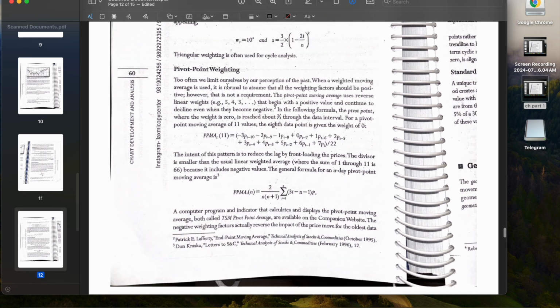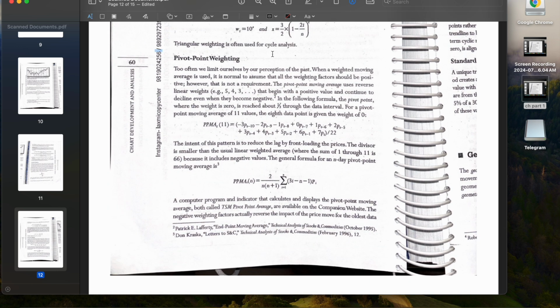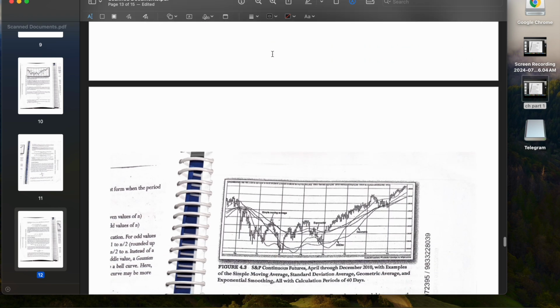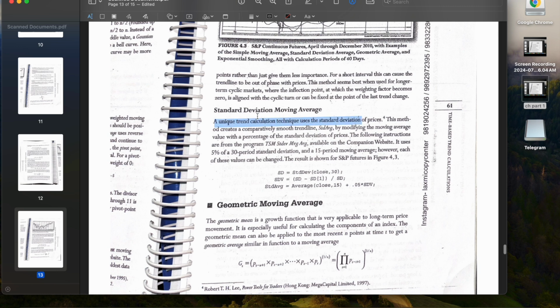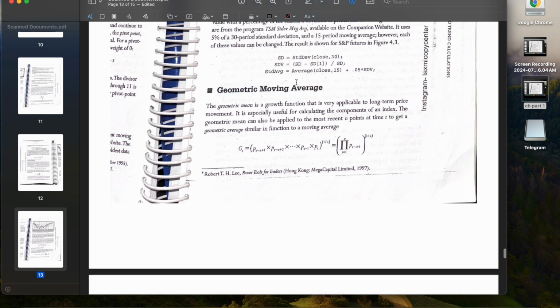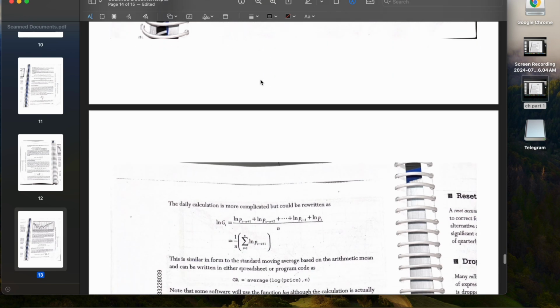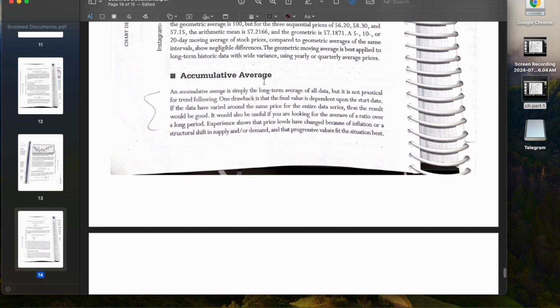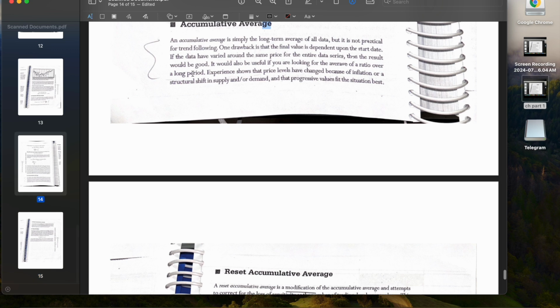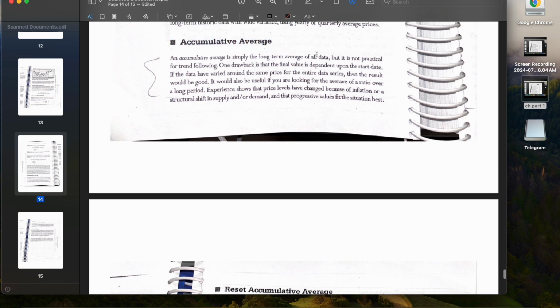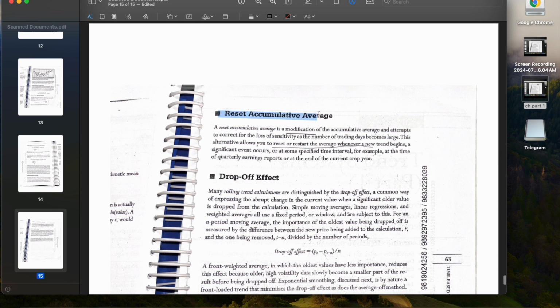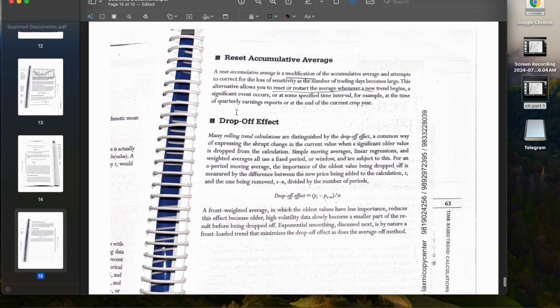And then we have the pivot point weighting. What's the USP in pivot point weighting? It uses the data in reverse, which is, it starts from a positive value and then goes on to the negative value. And then we have the standard deviation moving average. We saw what a geometric moving average is, and this is mainly used on index. And then we have what an accumulative average is, and we saw what the drawback is, that it looks at the most initial data. Reset accumulative, and then we have the drop-off effect.